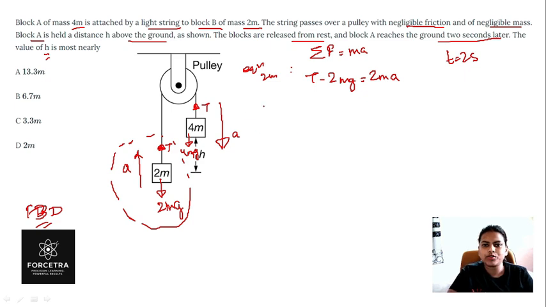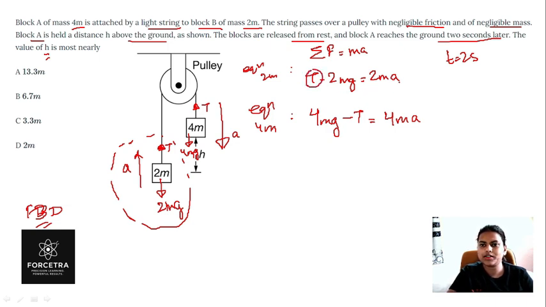And if I want to write the equation for 4m, the net force acting on the body: 4mg is acting downwards, and the system is accelerating downwards. That's why 4mg is the bigger force. Minus tension is equal to 4m into a. So let's eliminate this T value.